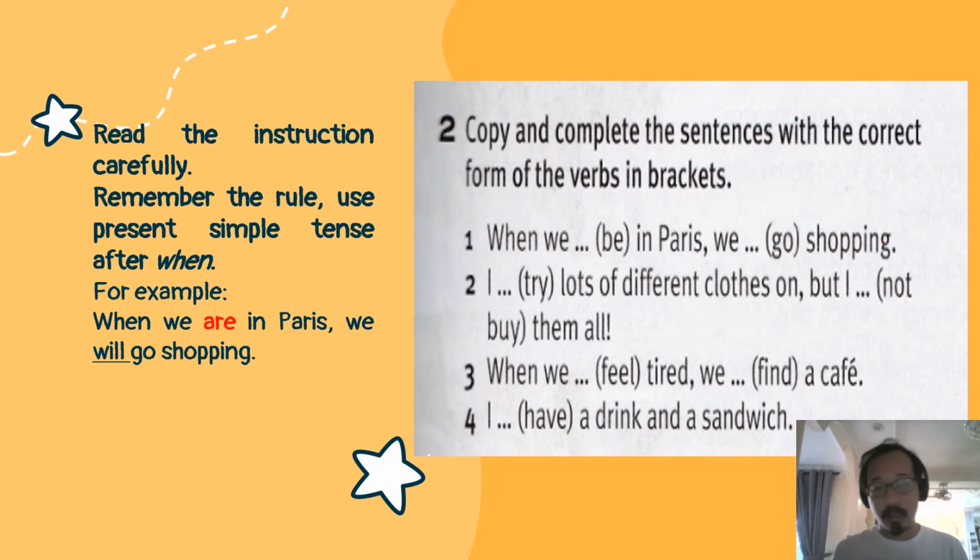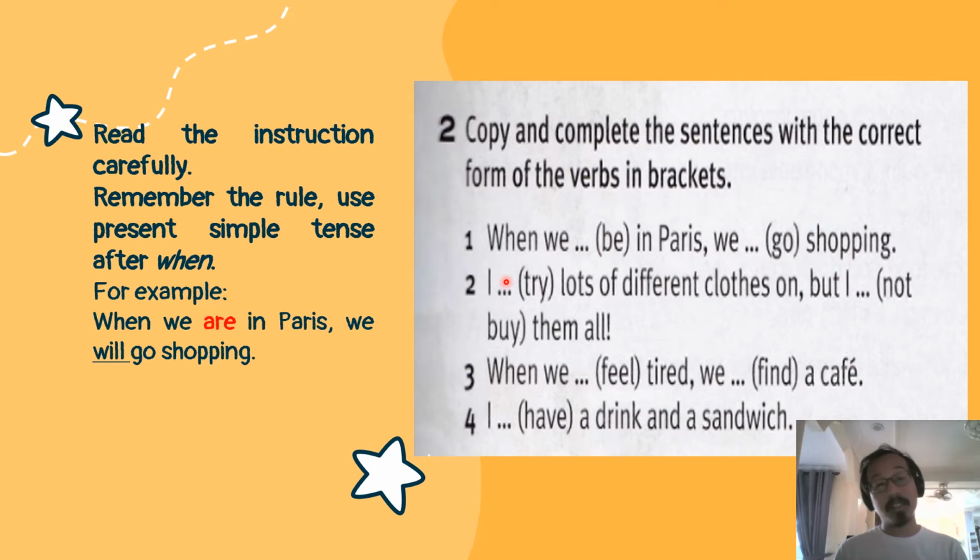Okay, so before we start with exercise 2, I just need to remind you that before you do anything, you need to read the instructions carefully. So let's look at the instructions. The instruction is to copy and complete the sentences with the correct form of the verbs in brackets. Okay, so this is what we are going to do today. First, we are going to copy down all of these sentences, and then we are going to complete them with the correct forms of the verbs in the brackets.